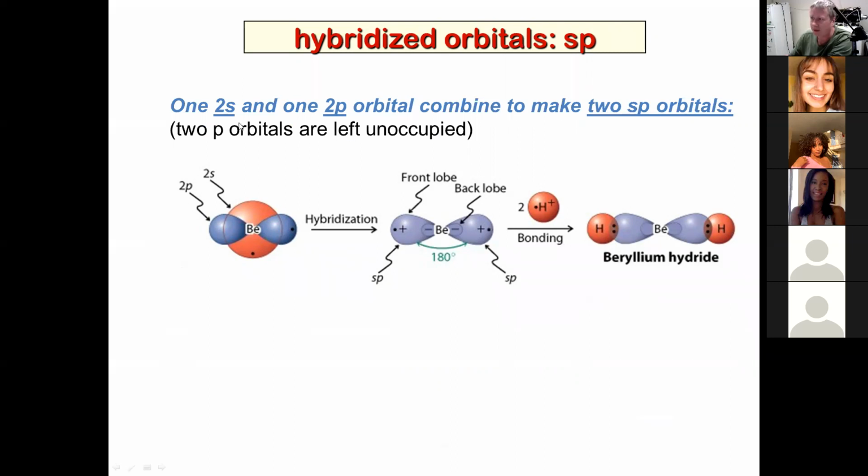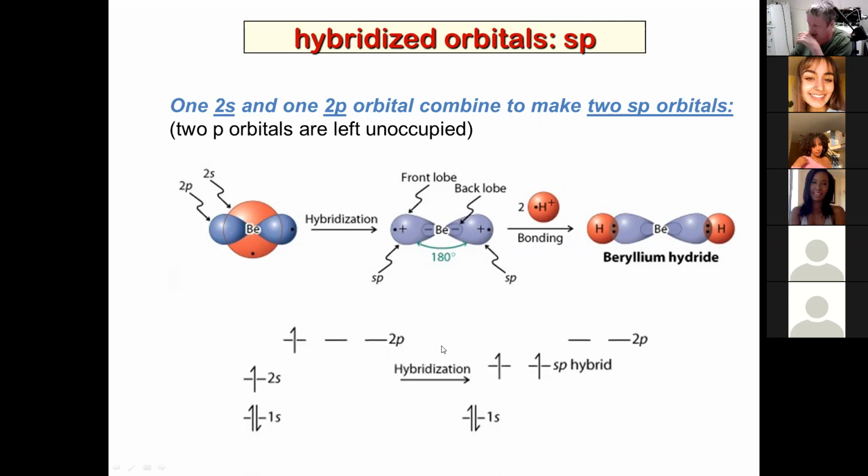Where are the unoccupied 2 p orbitals? One's going up and down. The other's coming towards us and away from us, right? So they're there. They always have to be there. If you're sp2 or sp, you have unoccupied p orbitals.